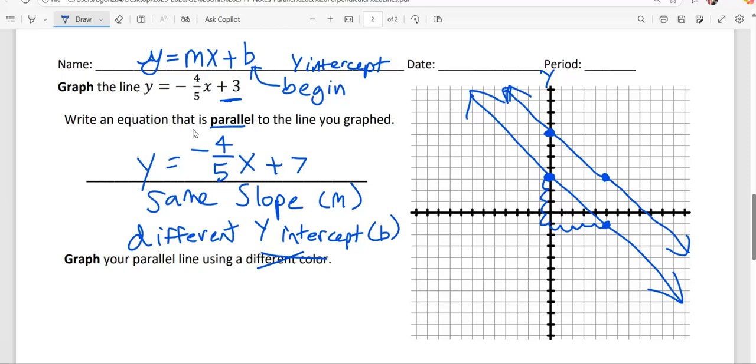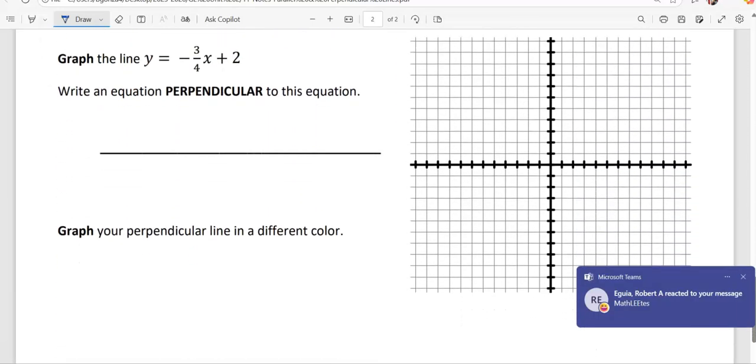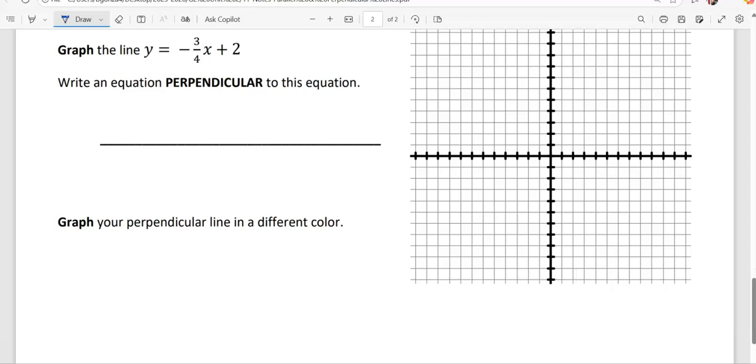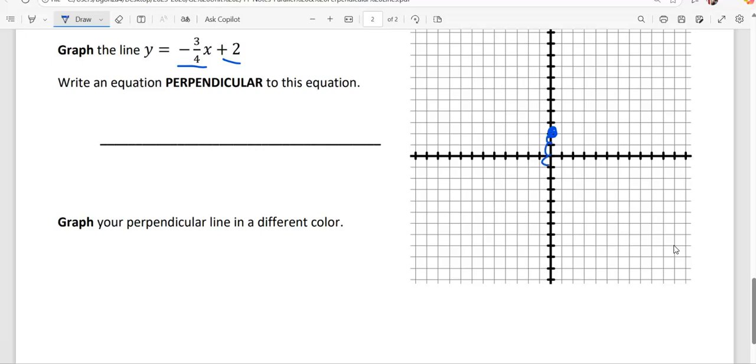Does anyone still need this right here? Here we go. All right. Again, what do I graph first? My B. Positive 2. 1, 2, put a point. And then I'm going to rise over run, negative 3 over 4, which means down 3, run 4. Again, I'm going down because it's negative. Use your straight edge to make a nice straight line that actually goes through the 2 points. All right, that's pretty good.